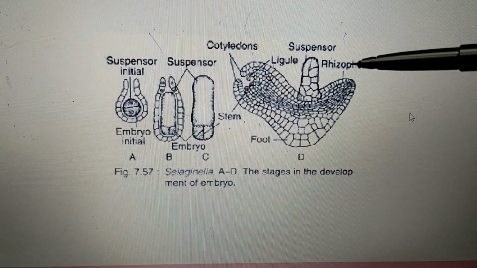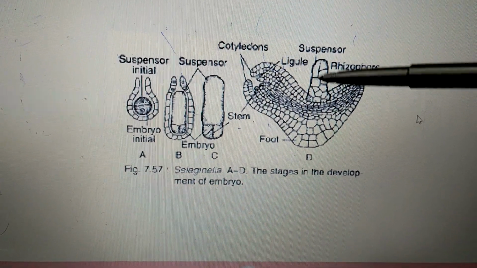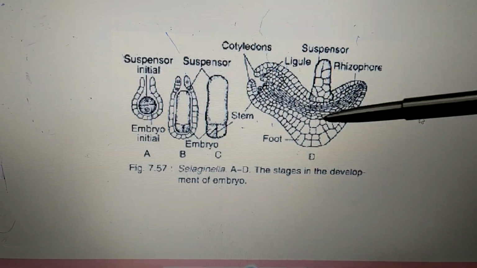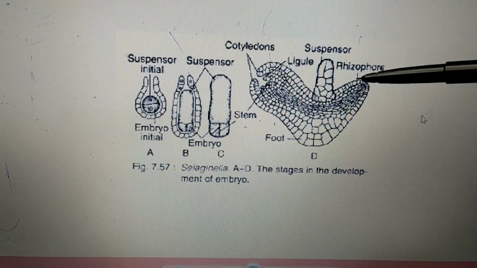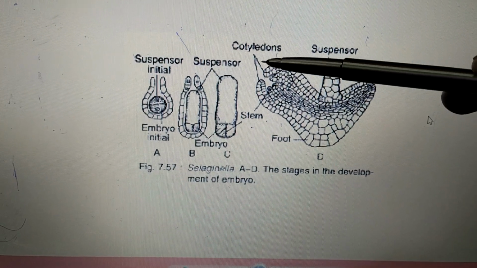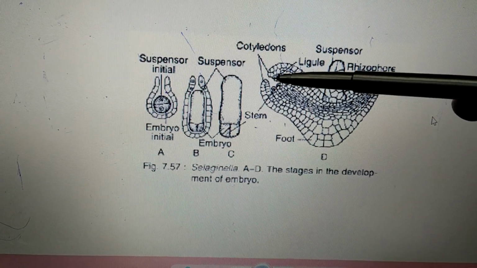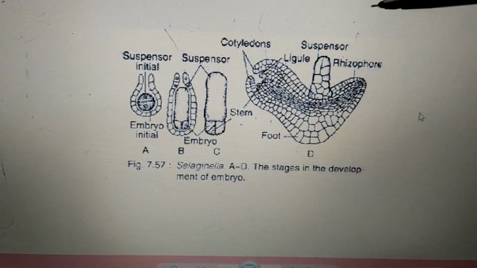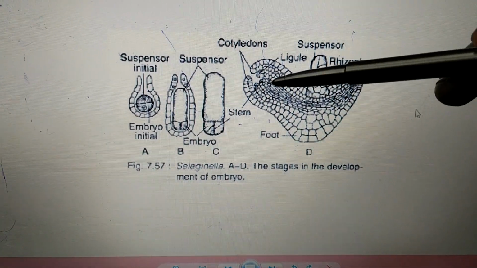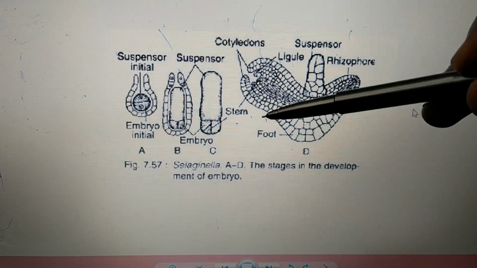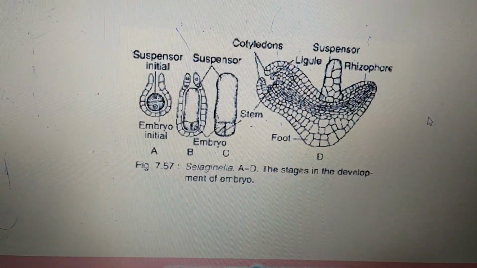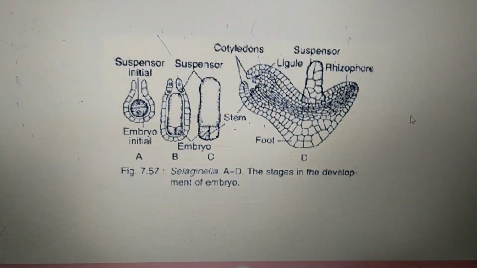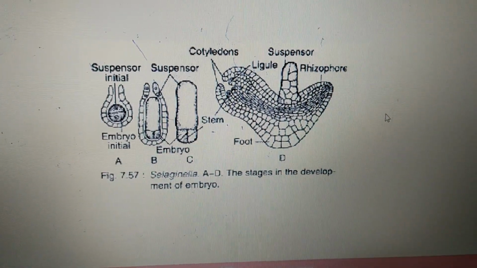Now this multicellular structure gets differentiated into the foot. The basal one will be the foot. A region between the suspensor and the apical region leads to the formation of the rhizophore, and there is a formation of cotyledons. Right at the base of the cotyledons there is a formation of a ligule. Ligule is nothing but a membranous leaf-like structure which is vestigial in its function, and these regions give rise to the stem. In this way, the entire embryo is going to develop into a new individual, which is the sporophytic phase in the case of Selaginella.